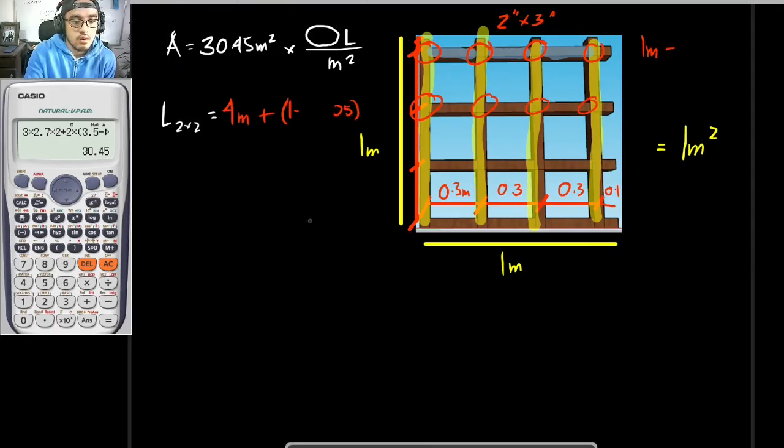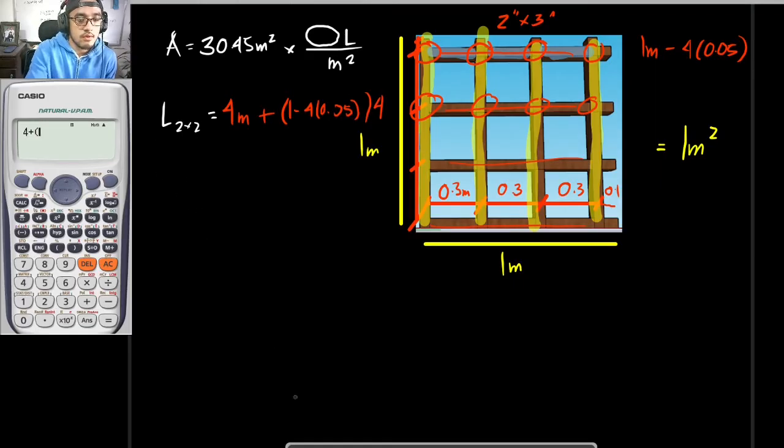So 4 times 0.05. And if you are to solve for this, the length of the 2 by 2 wall studs would be equal to... oops, may kulang pa na naman tayo dito. This whole term should be multiplied by 4 since meron tayong 4 na sets ng horizontal bar. So 1, 2, 3, 4. I am sorry, horizontal lumber I should say.